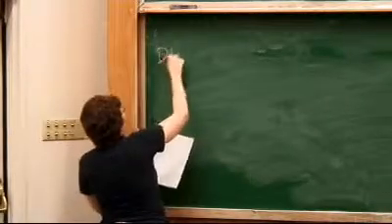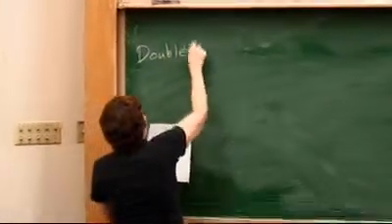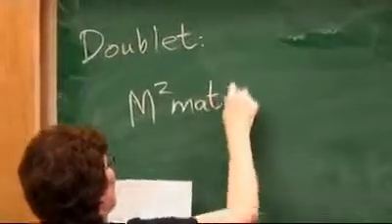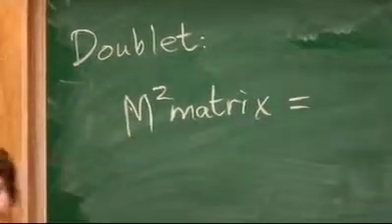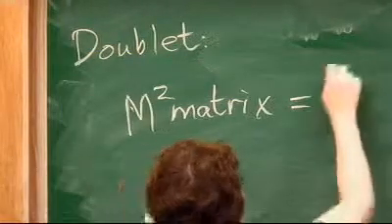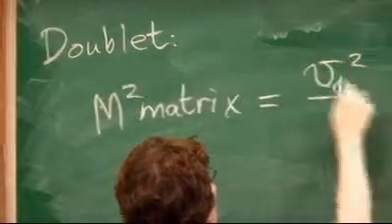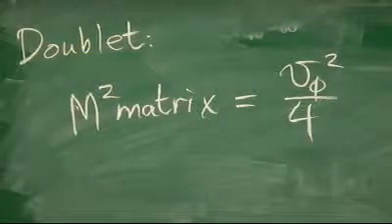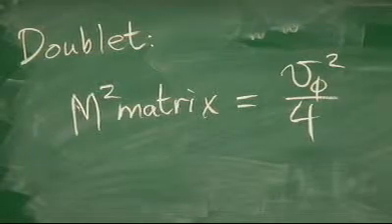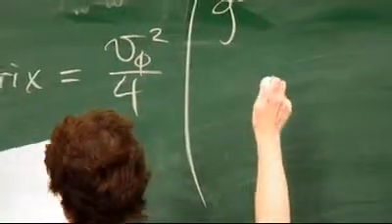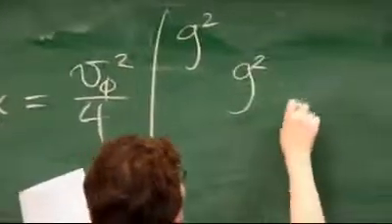So for the doublet, this mass squared matrix, after taking off the appropriate factors of 1/2 for real states and everything like that, I can write it as v phi squared over 4, where I put a phi to specify I'm talking about the doublet, okay? I'm using the usual 1/√2 normalization here, right? And I can write this in the following form.